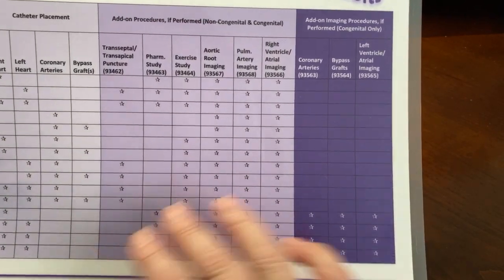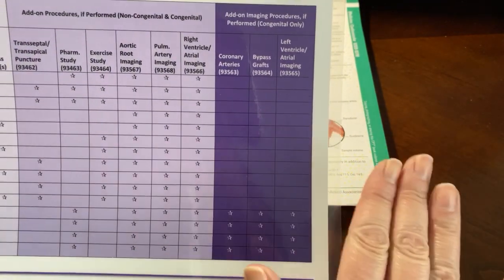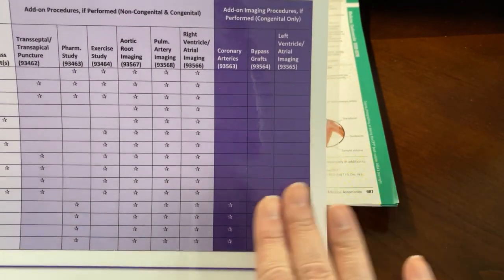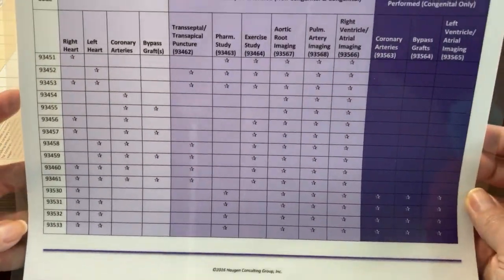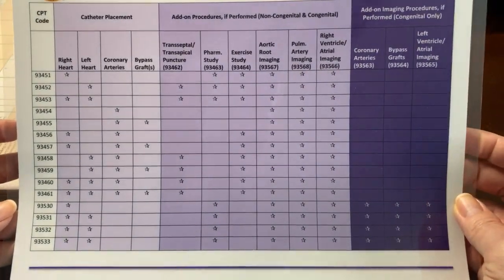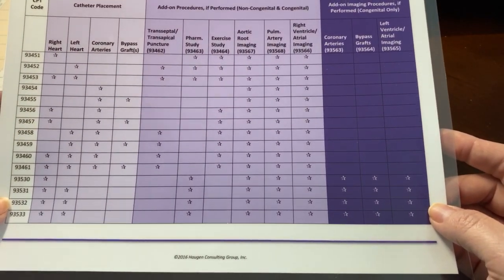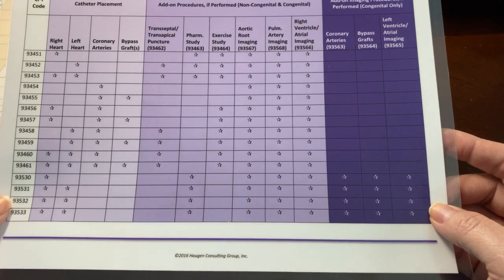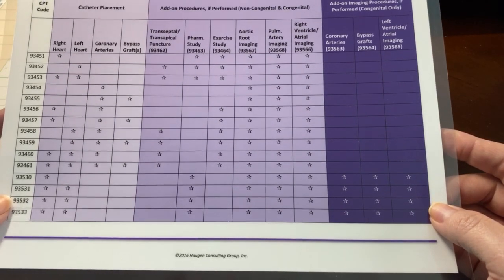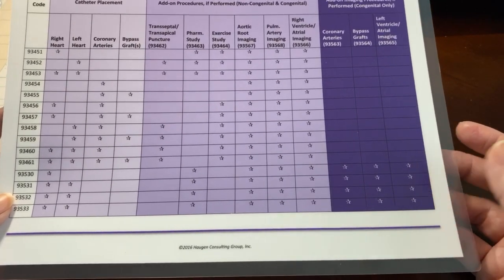So the dark purple here is all congenital. So if you're not coding a congenital case, stay out of the dark purple. And I would say these two sections are where you're going to be most frequently. So hopefully this video has helped you navigate your code book when it comes to assigning codes for diagnostic heart catheterization and looking at those different components.